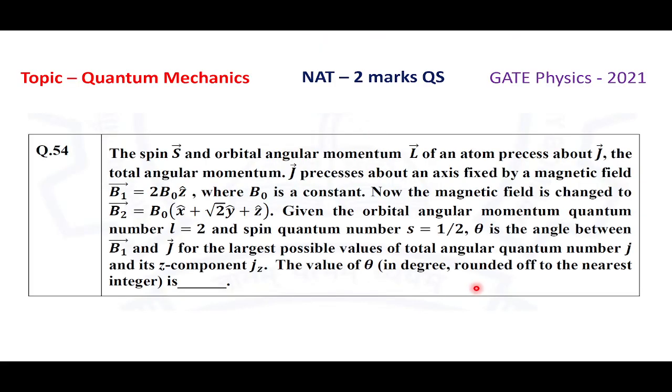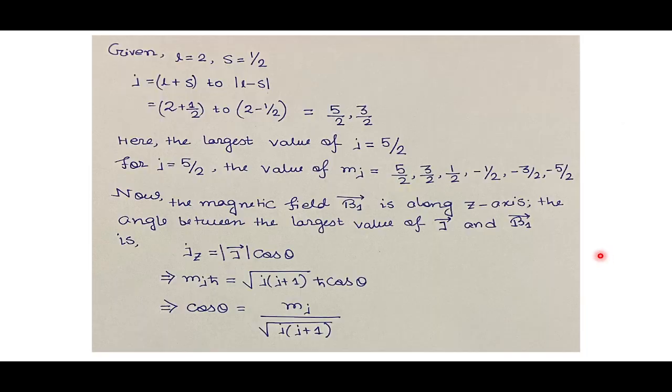Now it is given in the question that you have to take the largest possible value of the total angular momentum quantum number. So you pick the first one, 5 by 2, the largest value. For this j value, your mj value ranges from minus j to plus j. mj is the quantum number for the z component of j, the Jz value. So that will be 5 by 2, 3 by 2, half, minus half, minus 3 by 2, minus 5 by 2. Is this clear to everyone? Aparna, is it clear to you? Clear till now. Okay, fine.